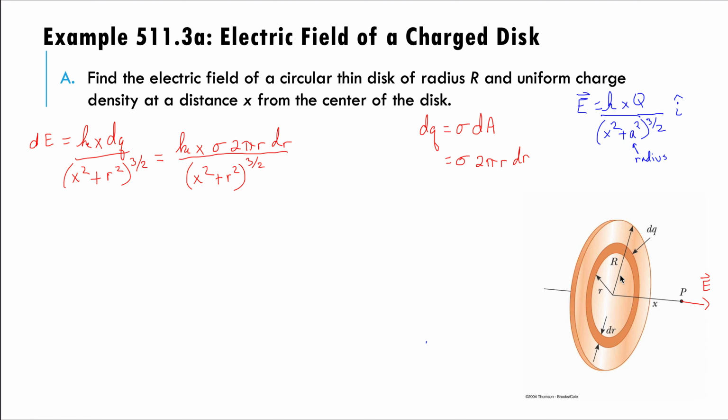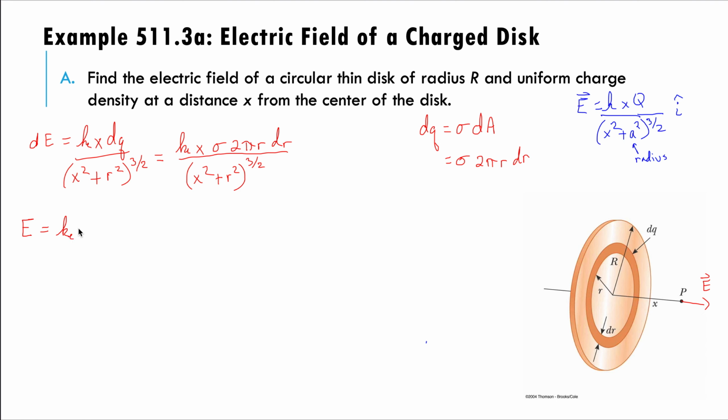Another difference between this problem and the previous one with the ring is that when we did the ring, the distance from that ring to that point stayed constant, right? And so we chose to integrate over the angle. But in this case, we're integrating over r. The distance x, though, is still staying constant. All of these rings are distance x from the point P. So really, one of the hardest things is just figuring out the variable that we're going to integrate over. Now we can write our expression for the electric field. We're going to factor out the variables that don't depend on r.